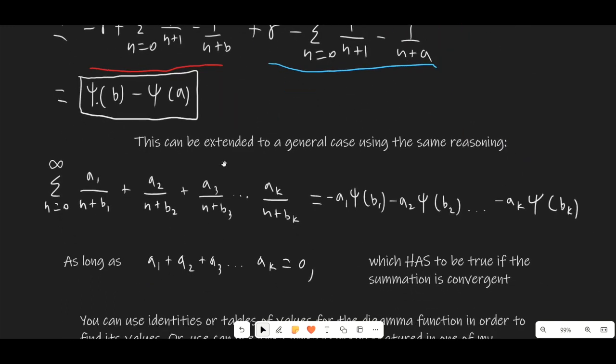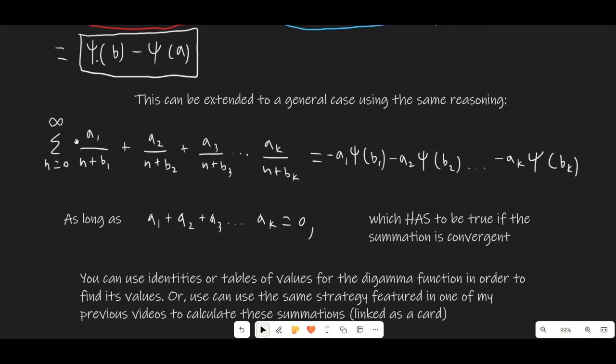This can be extended to a general case using the same reasoning. So we have a sum from n equals 0 to infinity of a_1 over n plus b_1, plus a_2 over n plus b_2, plus a_3 over n plus b_3, all the way up to some number k. This is going to be the same as negative a_1 times digamma of b_1, minus a_2 times digamma of b_2, minus a_k times digamma of b_k, as long as a_1 plus a_2 plus a_3 all the way up to a_k overall equals 0. Which actually has to be true if this summation is going to be convergent, which is not too hard to show if you want to go ahead and do that.